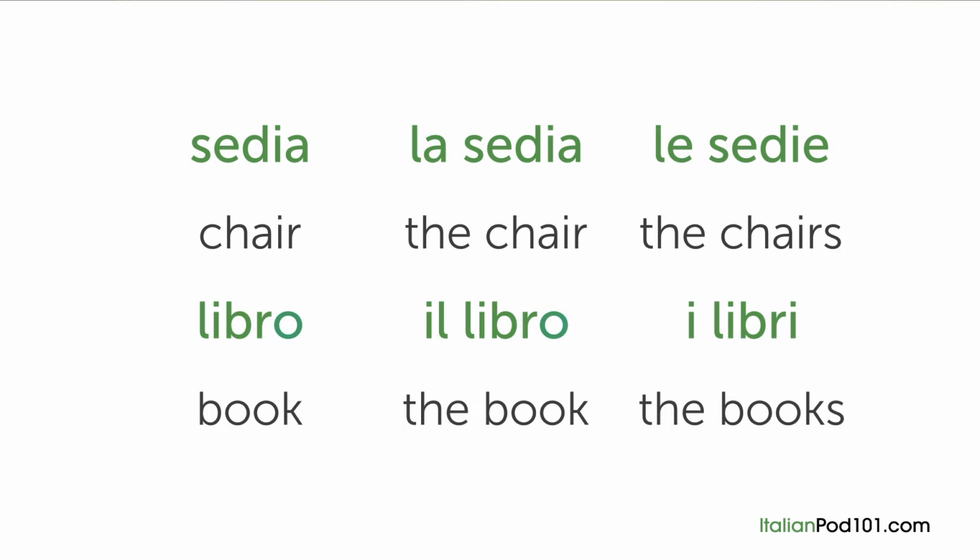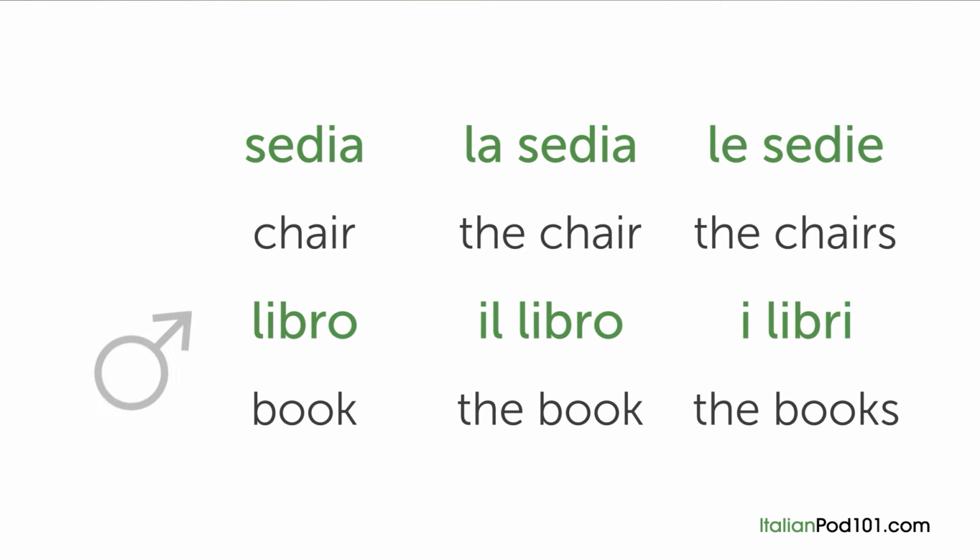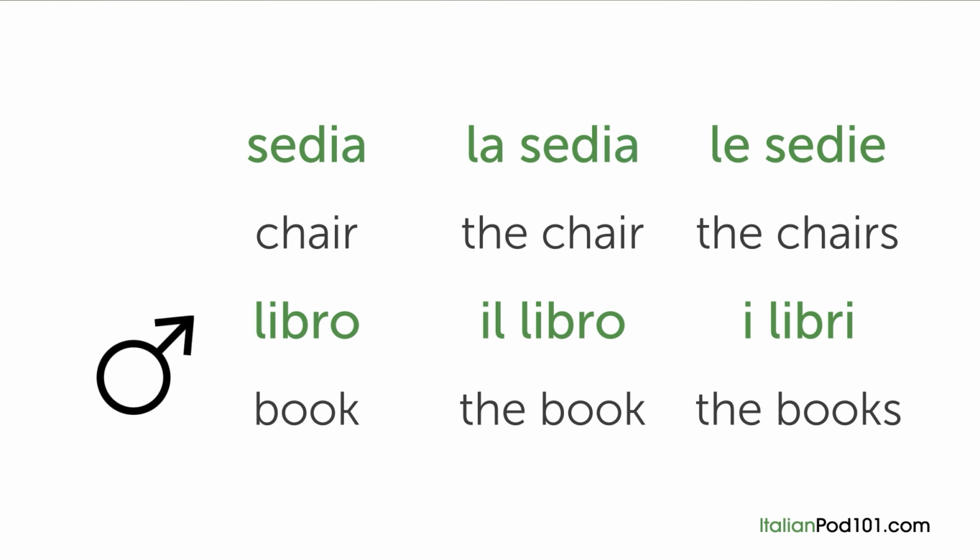If a noun ends with O in the singular and E in the plural, it's usually masculine. If a noun ends with A in the singular and E in the plural, it's usually feminine. For example, sedia, meaning chair, ends with an A, so it's feminine. La sedia. In the plural, le sedie.